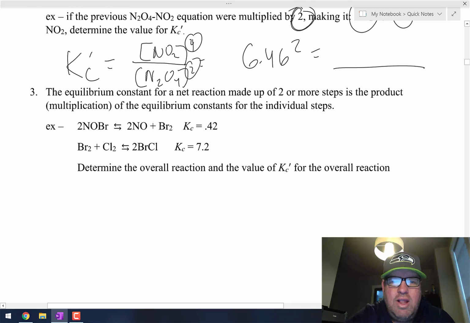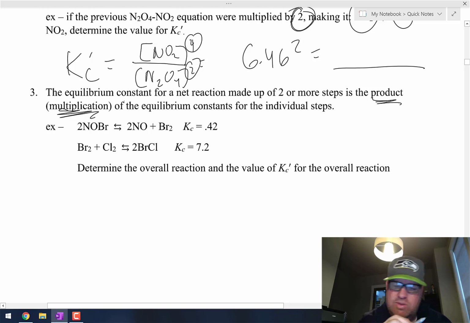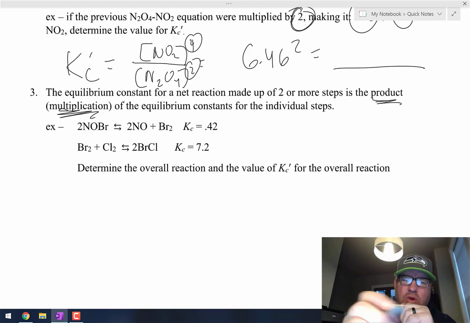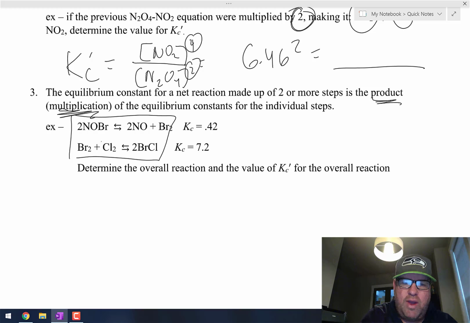And then our last one, what happens when you take two equations and add them together? It is the product, which is the multiplication of the equilibrium constants. So see how this is really similar to Hess's law, but it's a little bit different. Every single step is a little bit different. So when we add these two equations together, we don't add the equilibrium constants, we multiply the equilibrium constants. So the overall equation is just like in the past. Things that are the same we're going to cancel. So Br2s are going to cancel.